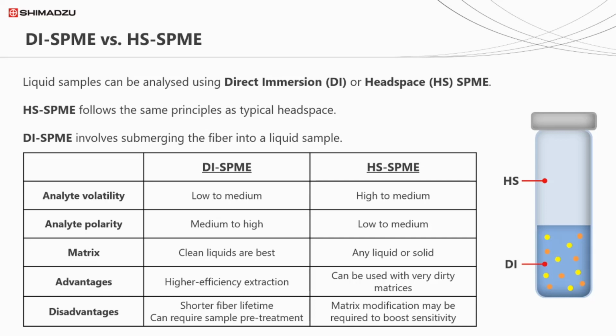Overall, direct immersion or DI SPME tends to give higher efficiency extractions, resulting in higher sensitivity. But this can be negated if the sample has a very dirty matrix. DI SPME tends to result in shorter fibre lifetimes, and where the matrix is extremely dirty, it might not be a viable option without prior pre-treatment of the sample to clean it up.